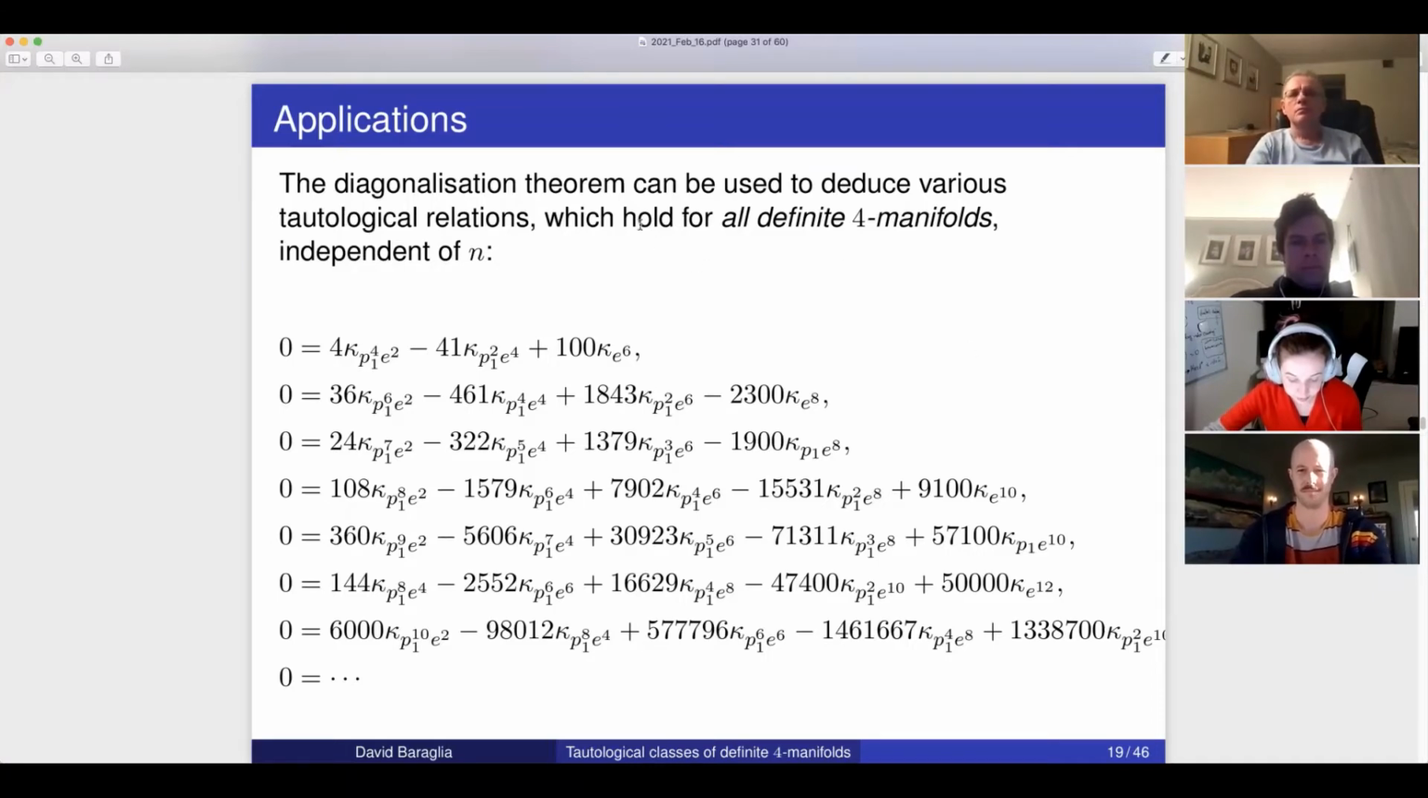Okay, and one curious thing about that is that nowhere in this formula do you see n, the number of summands. So these formulas with exactly the same coefficients are true for all the definite four manifolds, which is kind of surprising, I think.